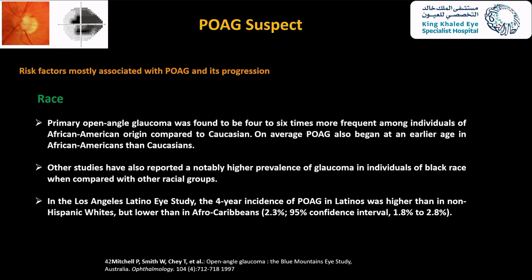Primary open angle glaucoma in the black race was found to be 4 to 6 times more frequent among individuals of African American origin compared to white individuals. On average, primary open angle glaucoma usually starts earlier in African Americans. This is one reason, and the other reason they found is that African Americans have lower central corneal thickness, which is another risk factor.